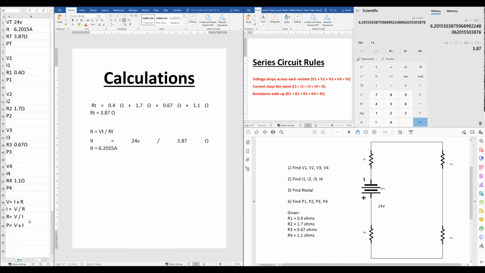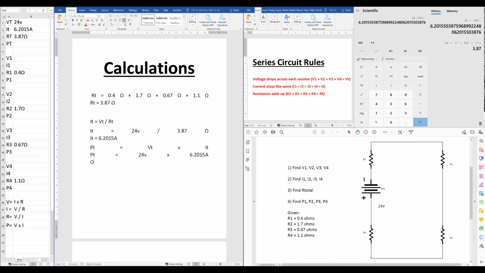Now that we have our current, we can solve for power, and power is going to be V times I. Now for solving for total, again, we have to use the total values for voltage as well as current. So our PT is therefore going to be 24 volts times our current total we just found at 6.2015 amps, giving us a power total of 148.836 watts. And we're going to throw that into our table again right away.